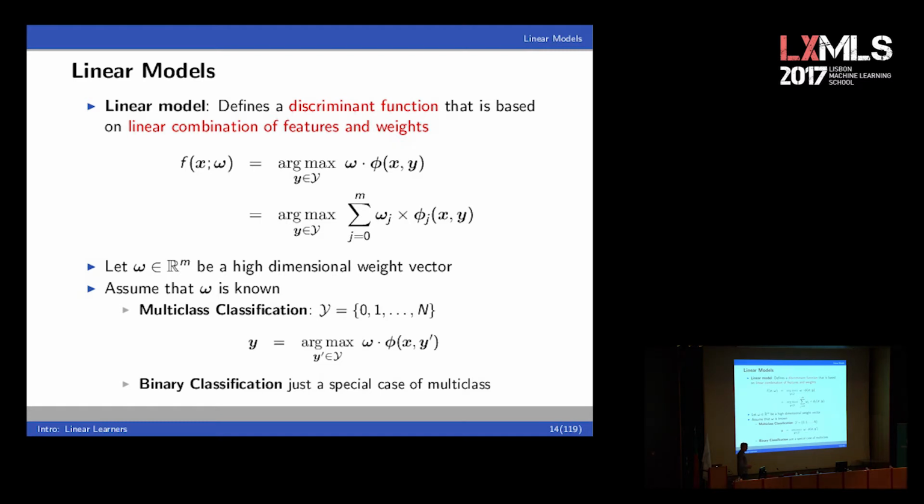So what we want to do is predict the label that has been seen in the training data, and we hope that the label that we have learned from the training data is the correct label on unseen data. Yeah? So we do an argmax over this linear combination. And binary classification, as you can see, is just a special case of this, right? You have two classes.